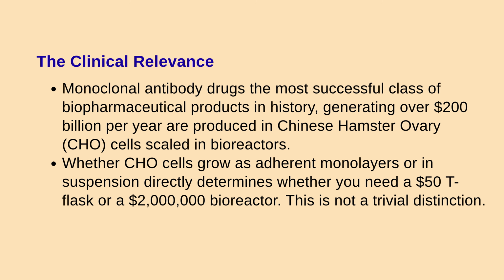The clinical relevance. Monoclonal antibody drugs, the most successful class of biopharmaceutical products in history, generating over $200 billion per year, are produced in Chinese hamster ovary, CHO, cells scaled in bioreactors. Whether CHO cells grow as adherent monolayers or in suspension directly determines whether you need a $50 trillion flask or a $2 million bioreactor. This is not a trivial distinction.